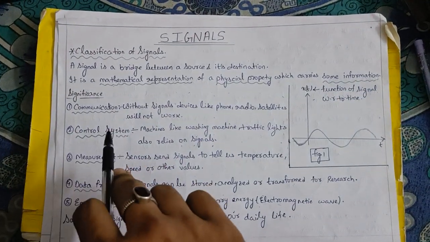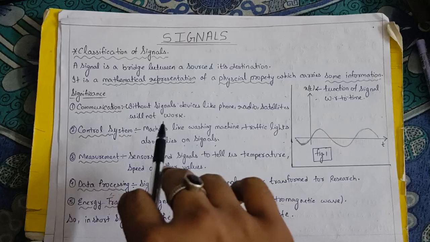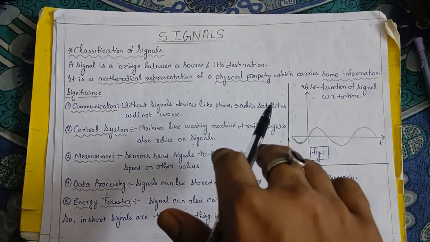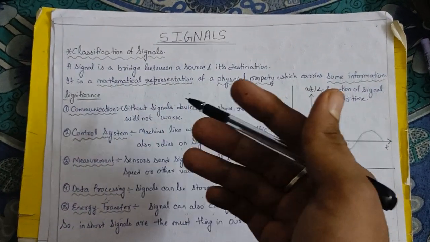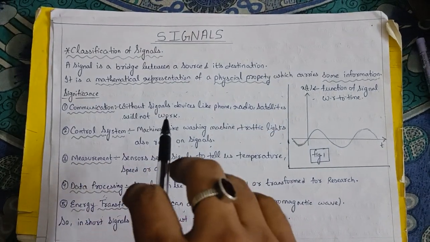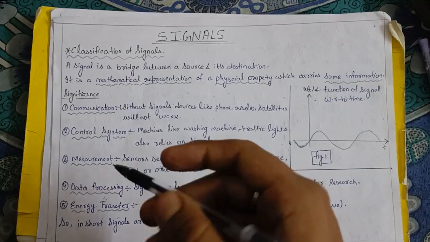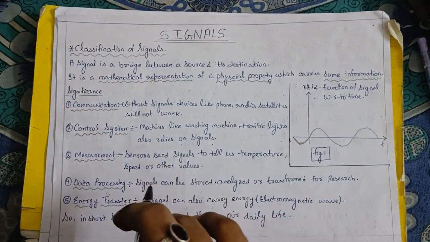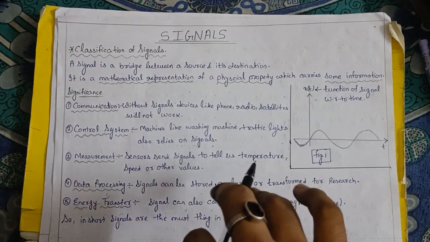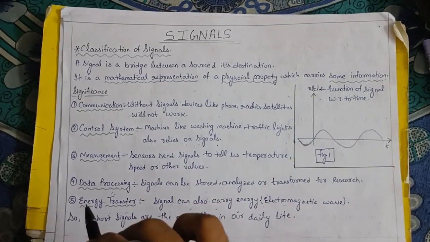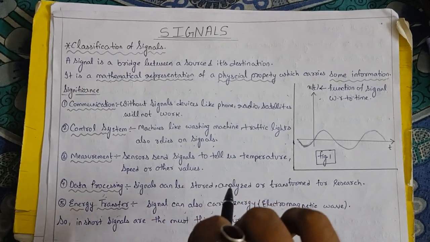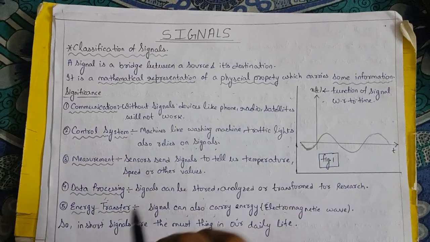We can see in the communication sector, without signals, devices like phone, radio, satellites will not work. And also in control systems, machines like washing machine, traffic lights also rely on signals. Even in measurement, sensors send signals to tell us temperature, speed, or other values. In data processing, signals can be stored, analyzed, or transformed for research.